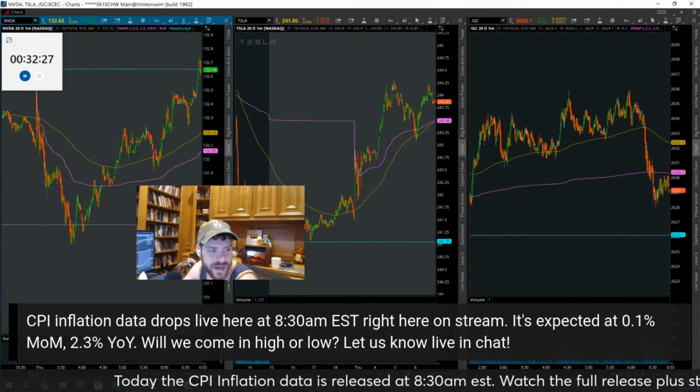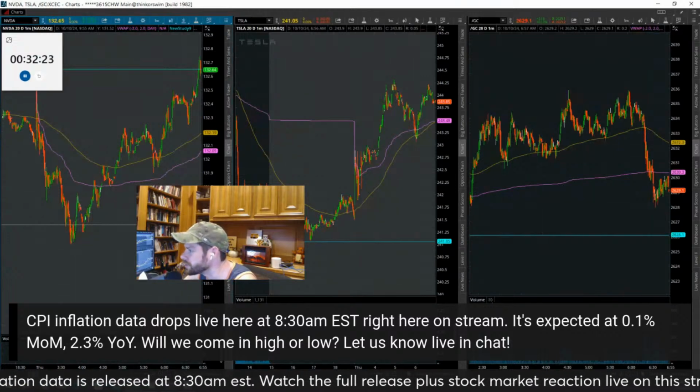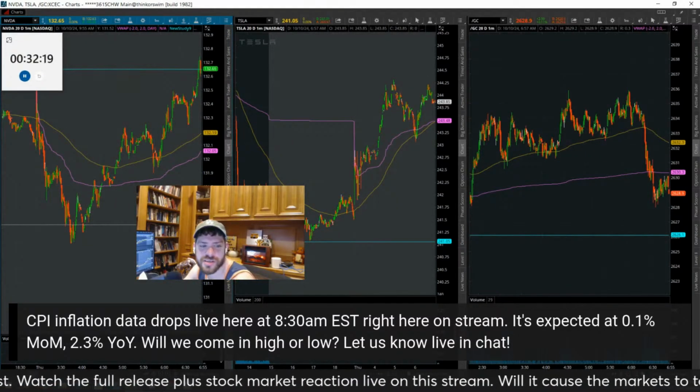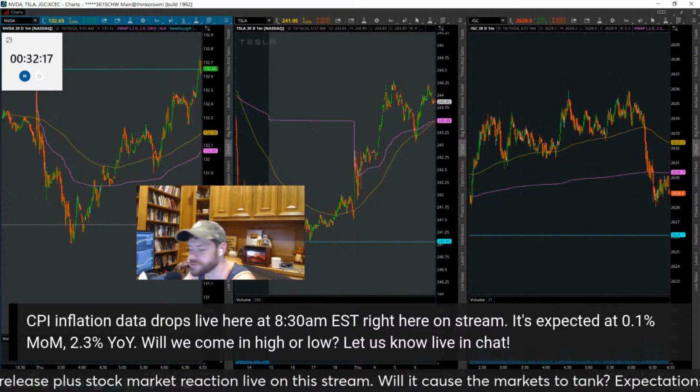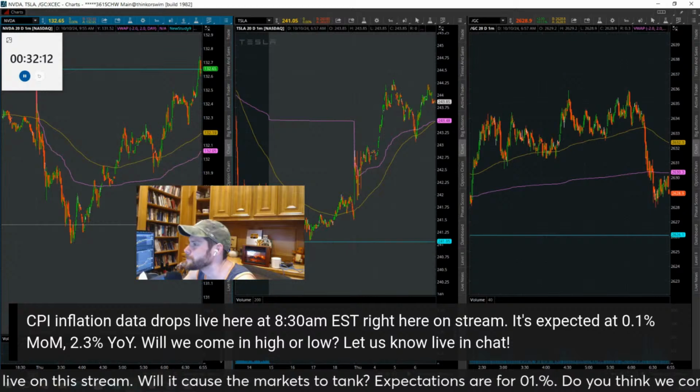Last month's CPI was 2.5% year over year, 0.3% month to month. And again, I think we're going to come in at, I'm going to just go ahead and say 0.2% month to month and 2.4% year to year. Straight up guess. I have no freaking idea what's going to happen. But that's my guess.